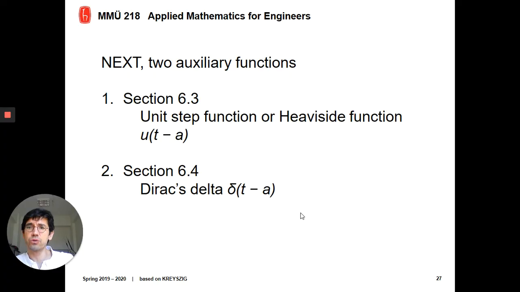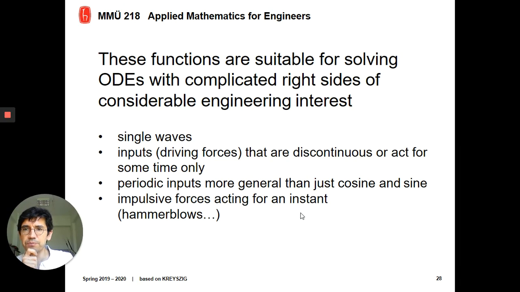Now what's next is two auxiliary functions. We will talk about two auxiliary functions. Auxiliary means helping functions. They are helping us to define more complicated functions. The unit step function, or Heaviside function, is one of them we will introduce today, and Dirac's delta function. With the unit step function next week we will do more stuff, and also next week we will deal with Dirac's delta function, which is also interesting.